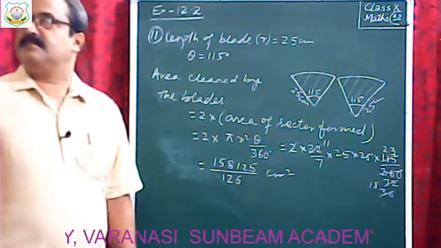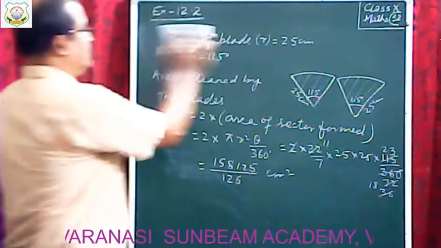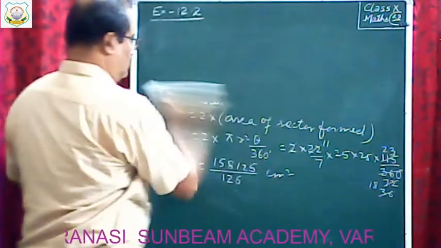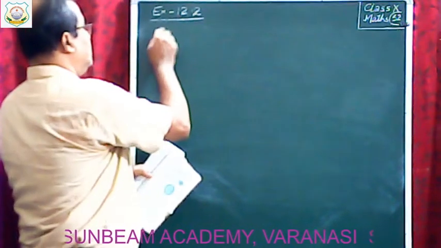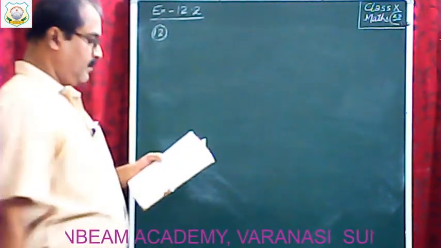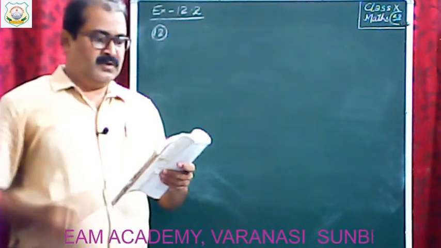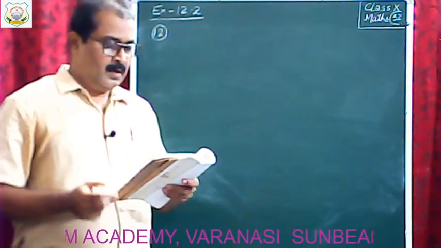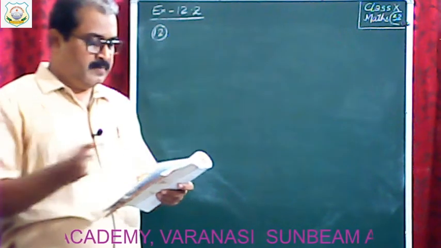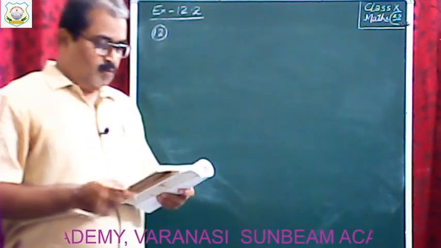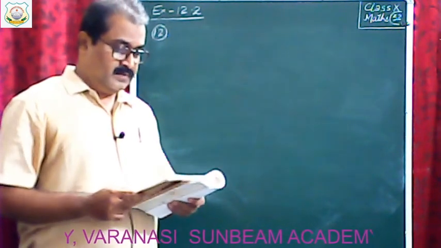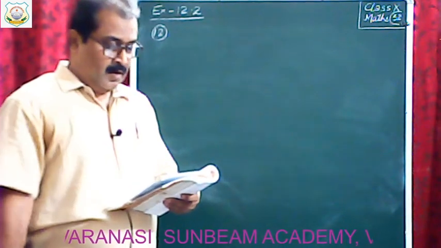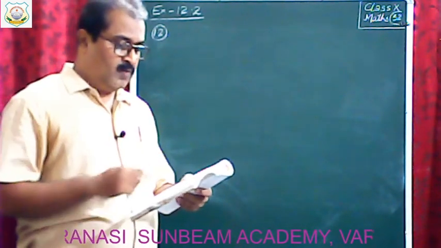Now come to next. Question number 12. To warn ships for underwater rocks, a lighthouse paid a red color light over a sector of angle 80 degree to a distance of 16.5 kilometer. Find the area of the sea over which the ships are warned.